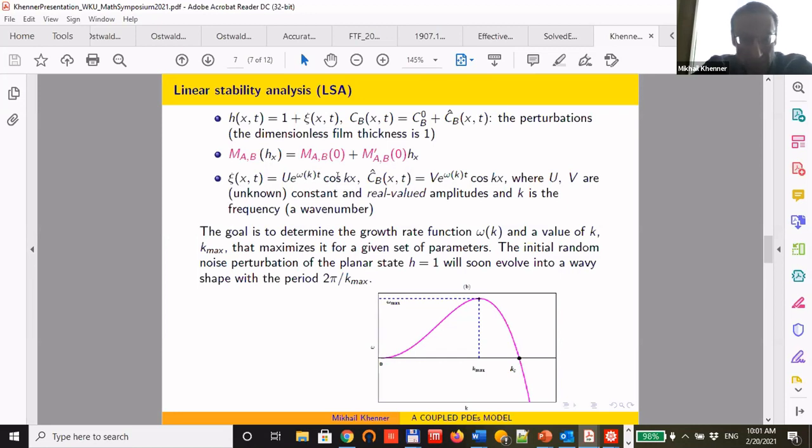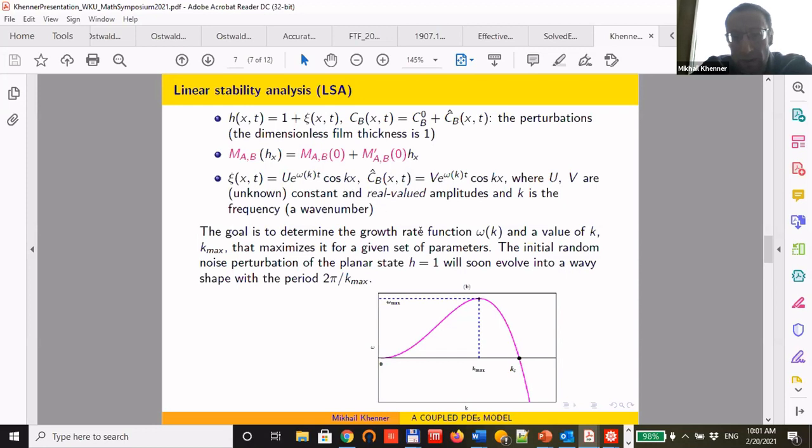wave with a wave number k times the time-dependent amplitude, where this amplitude is the product of a constant which we don't know right away, we need to figure it out, and the growth rate factor, e to omega of k times t. And similarly for the second variable here.